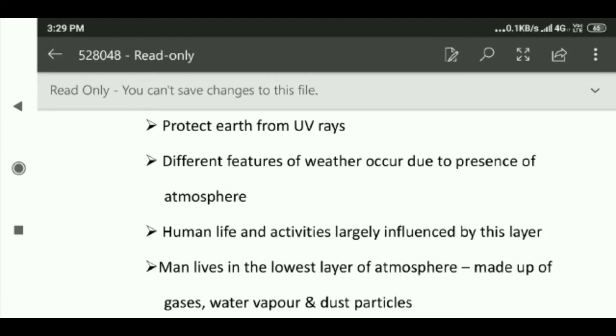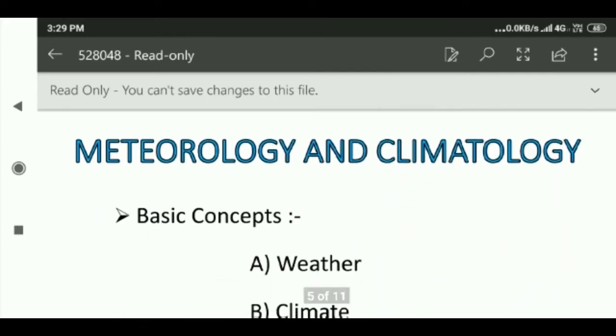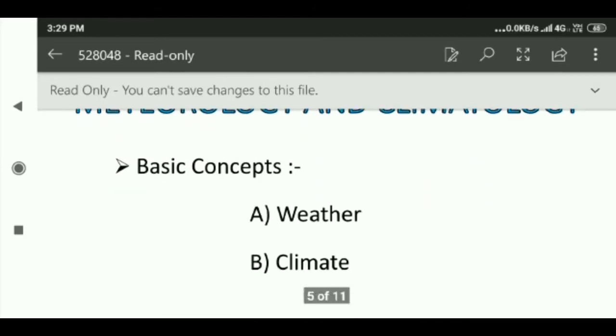Man lives in the lowest layer of atmosphere, which is made up of three components, that is gases, water vapor and dust particles. Before studying this part of meteorology and climatology, we need to understand the difference between the two concepts, that is weather and climate.